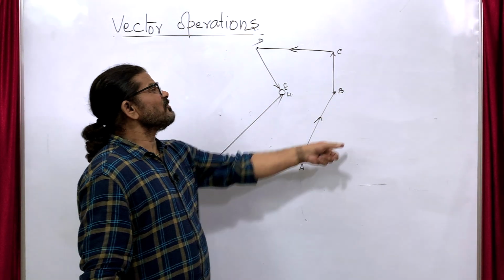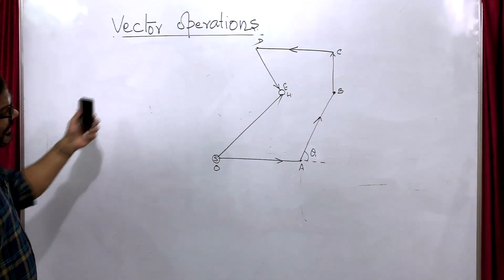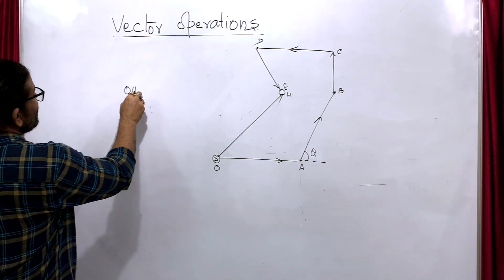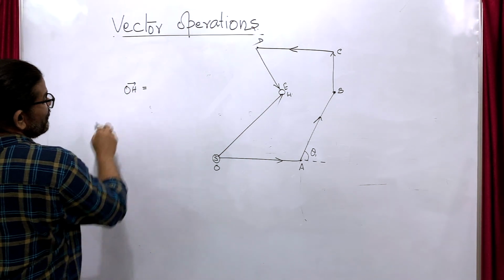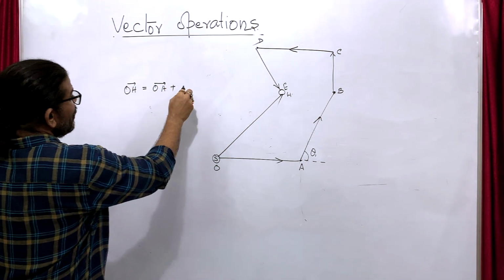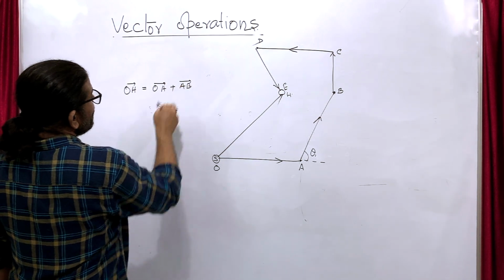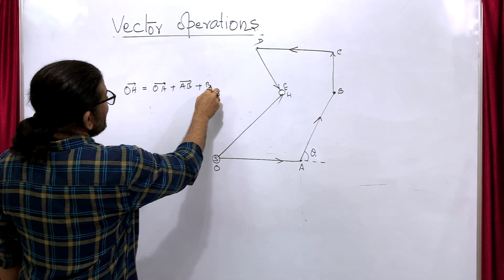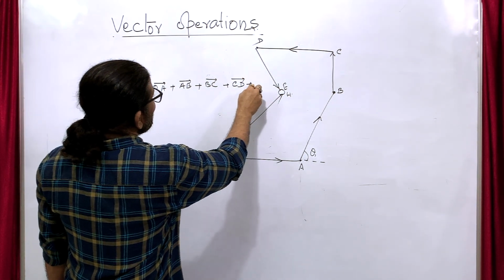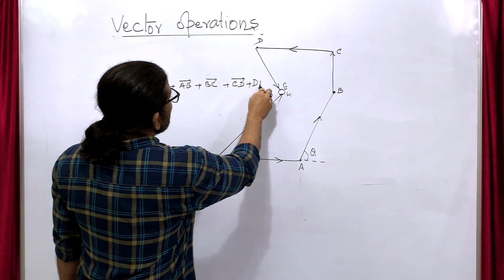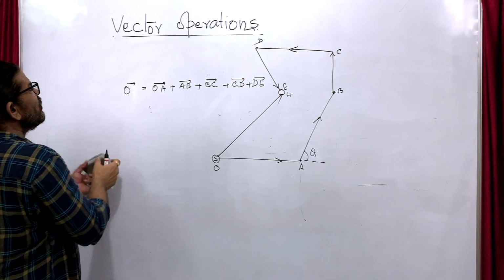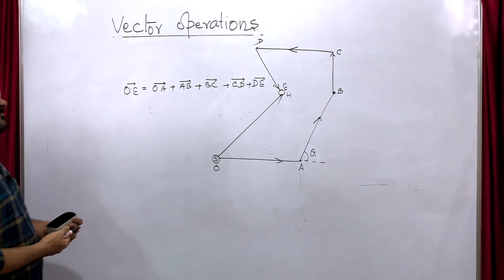And now see, this is a polygon. Here, if you want to represent the vector, yes, we can write OH is equal to, starting from OA plus AB plus BC plus CD plus DE. Or better, you write this as OE.